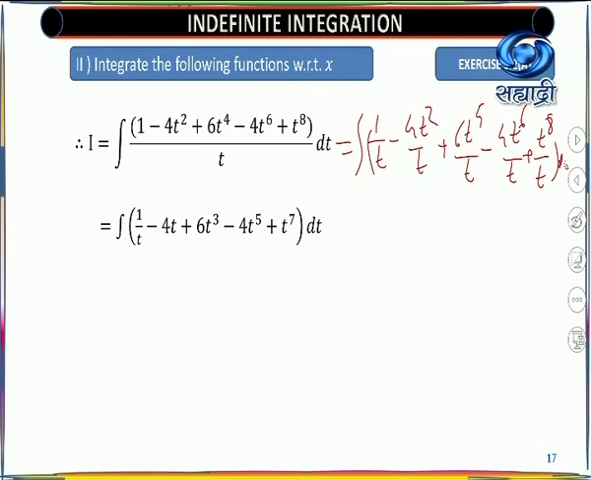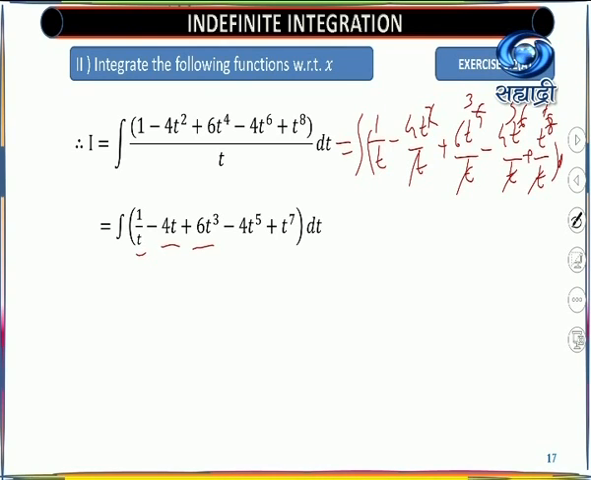Now look here. One power will be reduced, 1 upon t as it is here. Then here one t will get cancelled, so you are getting 4t. Here one t will get cancelled, so you will get t cube, so you will get 6t cube. Then here you will get t raised to 5 and here you will get t raised to 7 dt.